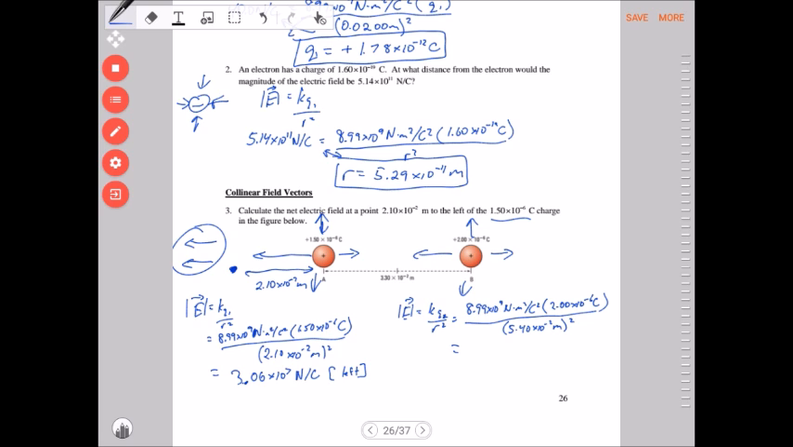Okay, it's going to be quite a bit smaller because, of course, it's got a slightly bigger charge, but the distance plays a huge role in these kinds of questions. So 8.99 times 10 to the 9 times 2 times 10 to the negative 6 coulombs divided by 0.054, or 5.4 times 10 to the negative 2, squared. Okay, and then this works out to 6.17 times 10 to the 6 newtons per coulomb.